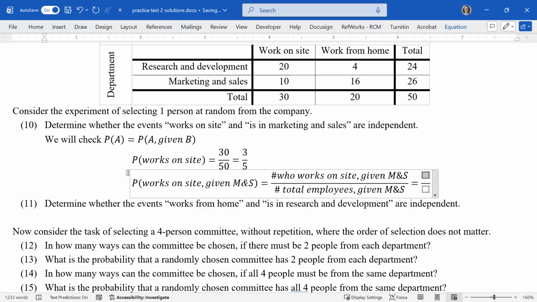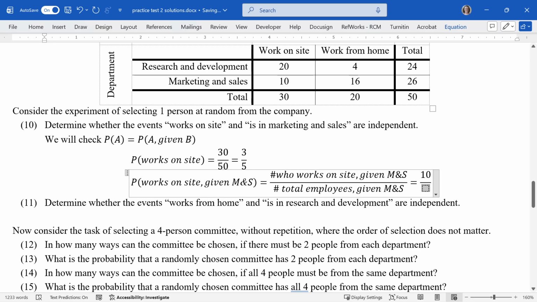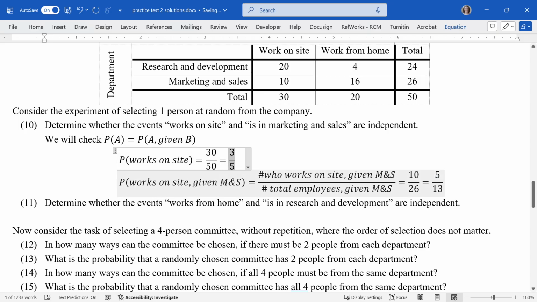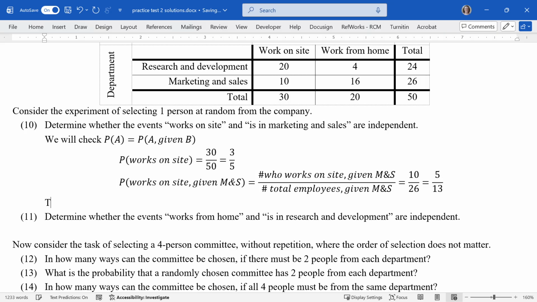All right, so the number who work on site, given they're in marketing and sales, is 10. And then the number of total employees, given that they're in marketing and sales, is 26. So this is 5 out of 13 if you want to reduce it. You can throw this in a calculator if you're not sure, but these are not the same. I've reduced them as much as possible, and they don't reduce to each other, so these are not equal to each other, so the events are not independent.